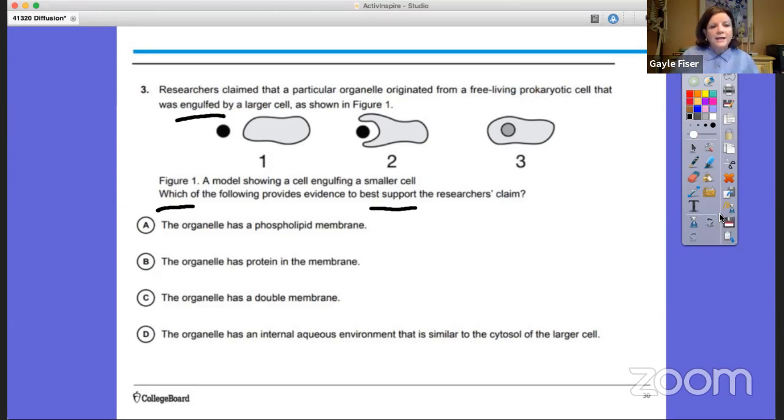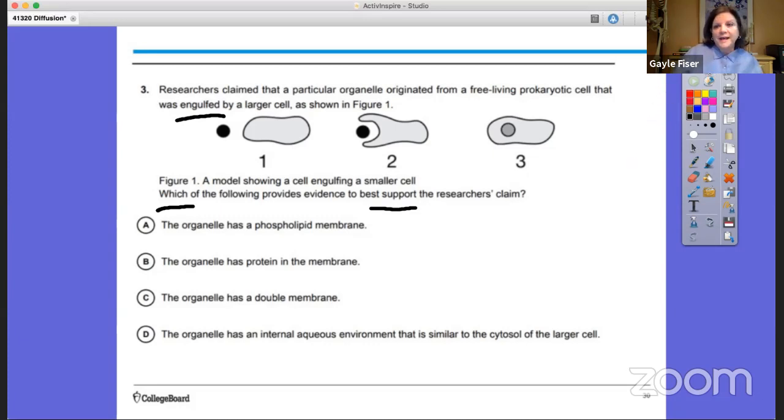B, the organelle has protein in the membrane. C, the organelle has a double membrane. Or D, the organelle has an internal aqueous environment that is similar to the cytosol of the larger cell. So 10 seconds there, make your decision.